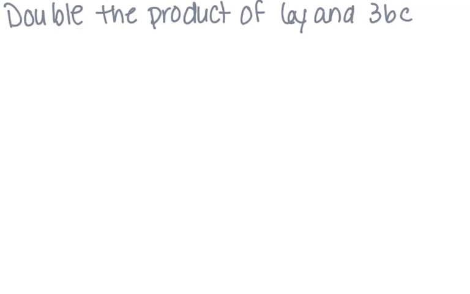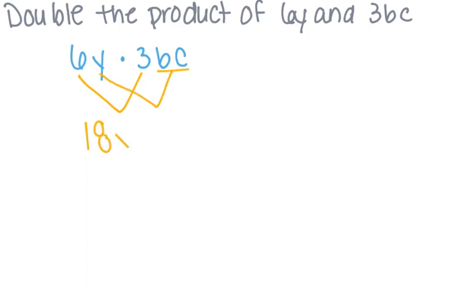And let's do one more. So we're going to double the product of 6Y and 3BC. So let's start by writing our expression. So we're going to have 6Y times 3BC. And let's start there. Let's find out what our product would be just by doing 6Y times 3BC. So we're going to multiply 6 and 3 together, and we're going to get 18. And then we're going to multiply Y by BC. So that's going to say YBC.